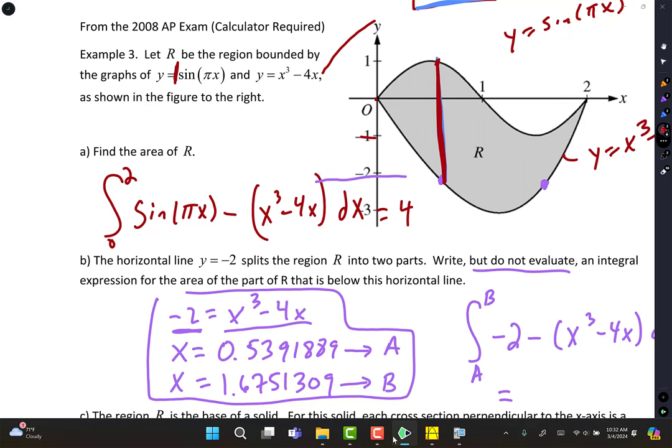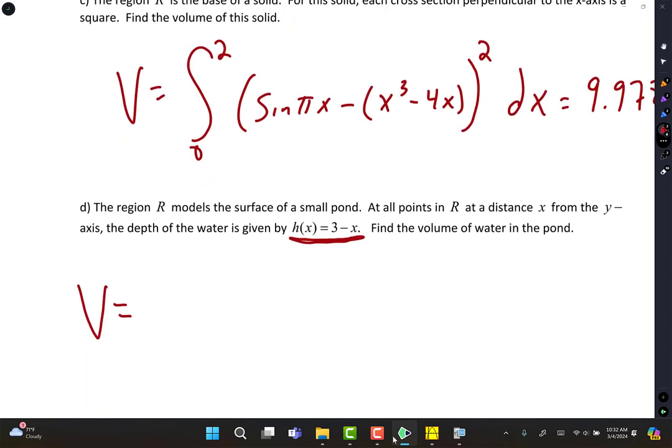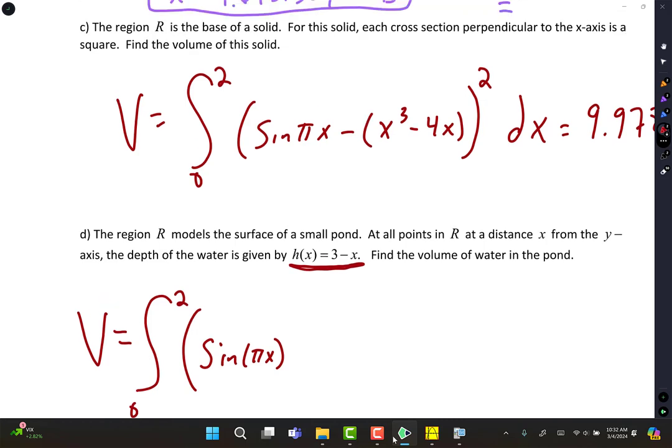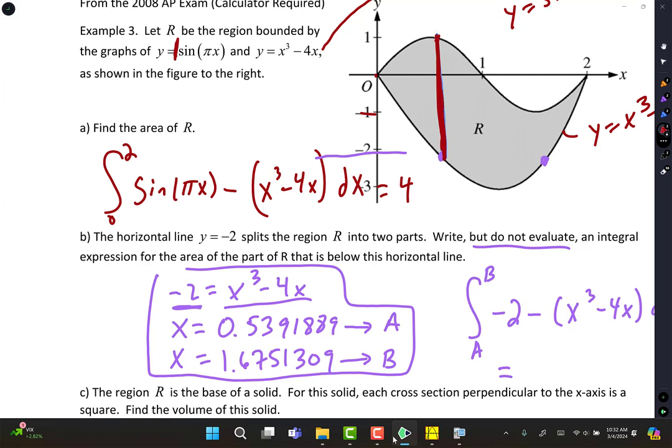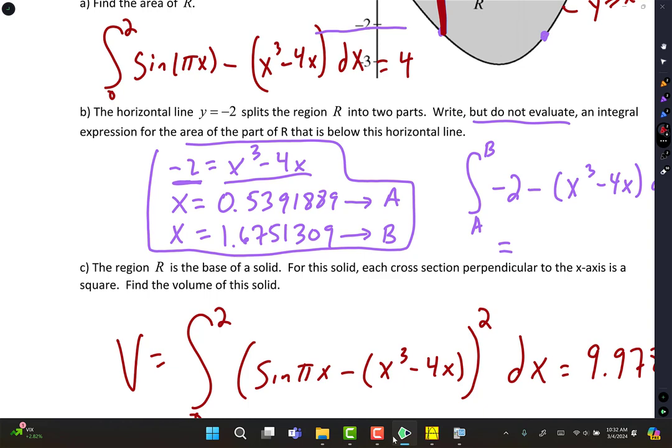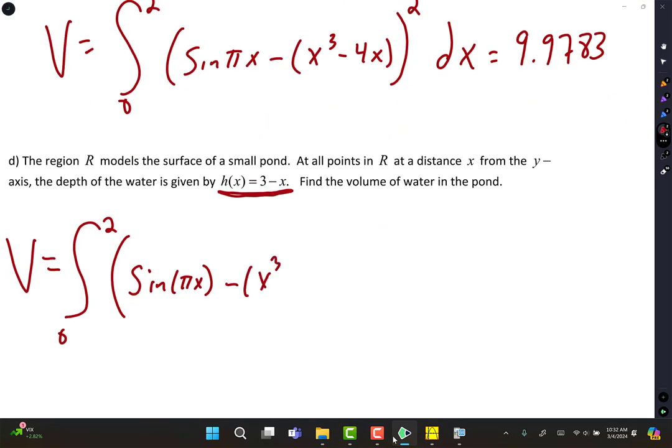How do I find the area of a rectangle? Length times width. That's all you're doing. So, integral from what to what? 0 to 2. What is my length? Sine pi x. Is it just sine pi x? What is this whole length? Don't be scared. Sine pi x is just this top one. I haven't gotten my length yet. How do I get my length? Yes. Sine pi x minus x cubed minus 4x.